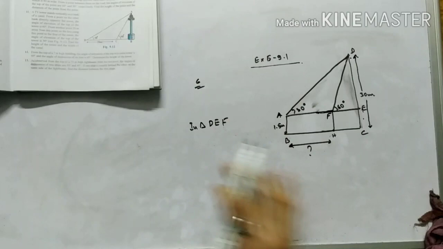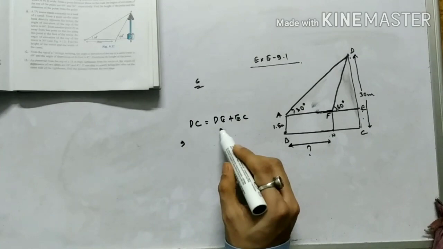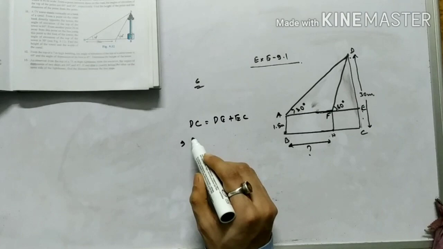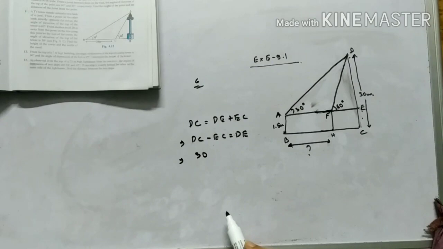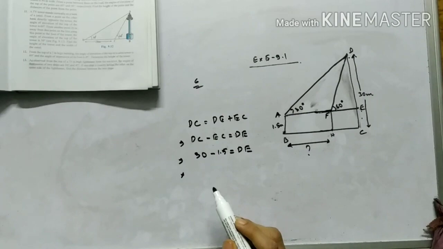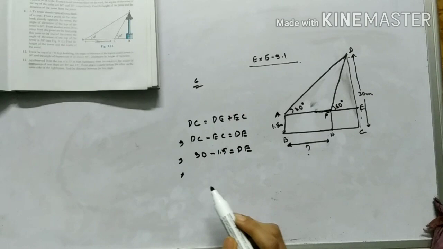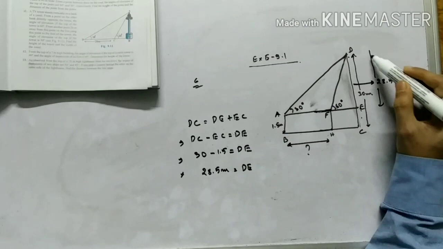So therefore, first of all, I will write DC is equal to DE plus EC. So DC minus EC is equal to DE. DC is 30, EC is 1.5, so 30 minus 1.5, I will get 28.5 meter is equal to DE. DE how much I got? DE I got 28.5 meter.